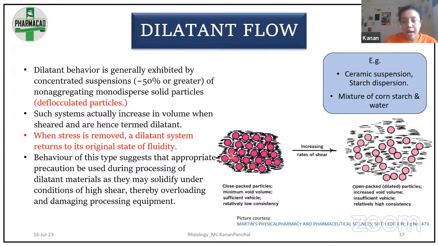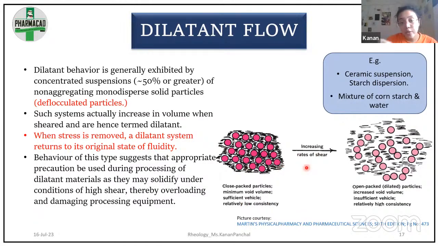Initially, closed packed system है. Now these are your particles in pink, and black में you have your dispersion media. Closely packed particles, minimum void volume है. Okay, minimum void है, spaces है. And जो भी vehicle है आजू बाजू में, it is sufficient. Okay, it is sufficient for the wetting and for the movement of the particles, and they are relatively low consistency.